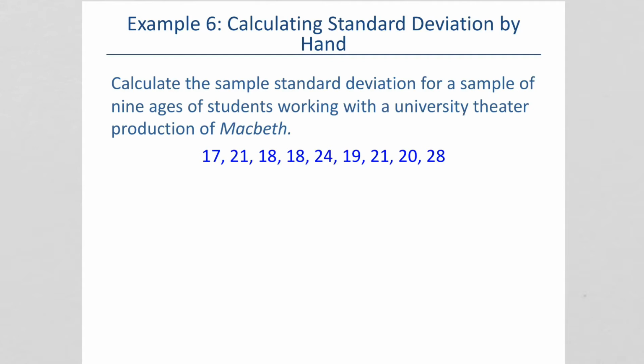Example 6 says calculate the standard deviation for a sample of 9 ages of students working with a university theater production of Macbeth. So we have these 9 ages here. The first thing that we always do when figuring out the standard deviation is to find the mean. So we're going to add these up.